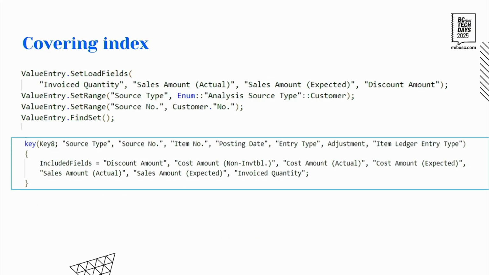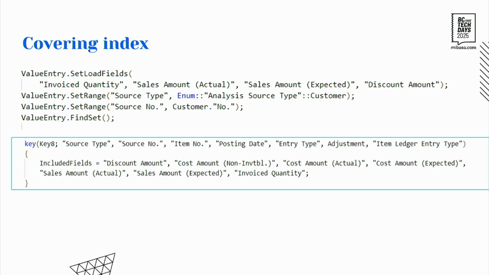And a couple of examples here. For example, in that code snippet, let's assume I want to select a bunch of records from the value entry table. Well, first of all, I want to apply filters. Obviously, I don't want to select the whole table, so I set filters on the source type and source number. These are the fields that I want to be indexed, present in the B-tree structure. So this is what I defined in my key.